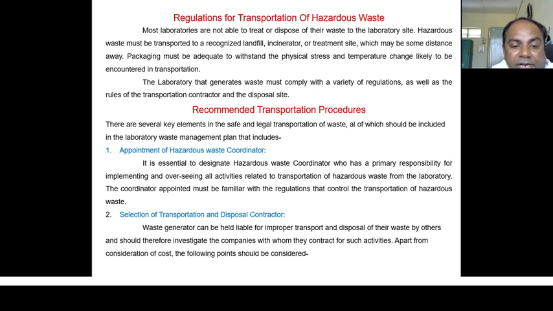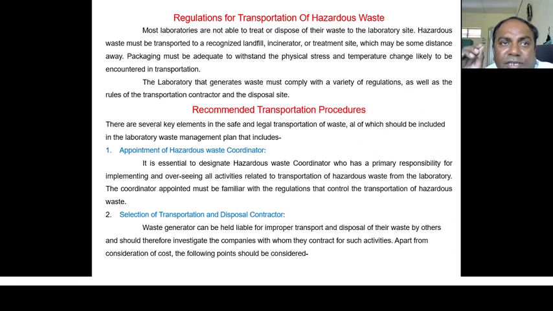What does this hazardous waste coordinator do? The hazardous waste coordinator works to oversee all the activities regarding disposal of hazardous waste generated in the industry to a disposal site. That is the duty of the hazardous waste coordinator: to look continuously after the chemical waste which has been generated, and with regard to the chemical waste, how it can be transported from the place to the disposal site.